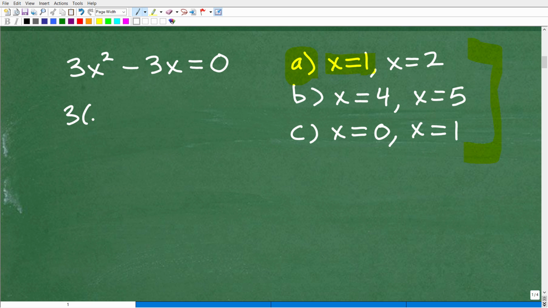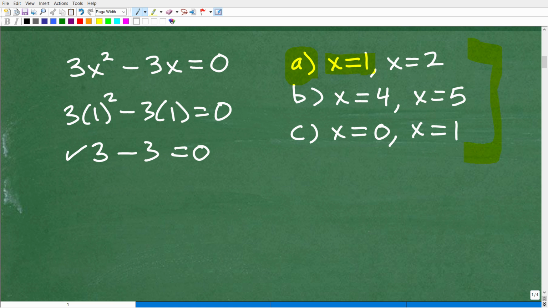So what do I do? Well, I'm going to plug in a 1 wherever the x is, and see what this tells me. So 1 squared is 1. That's pretty easy. Then 3 times 1 is 3. So we can see this is going to end up as 3 minus 3. Is that equal to 0? Yes, it is. 0 is equal to 0, meaning that this right here is in fact a good solution.